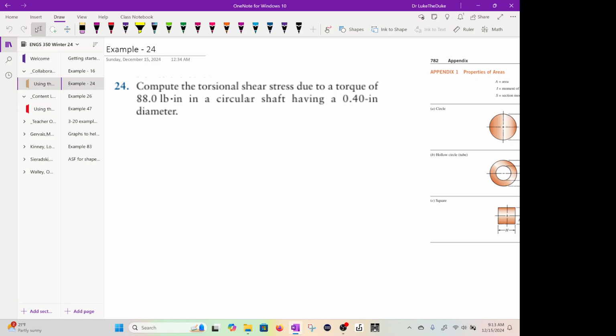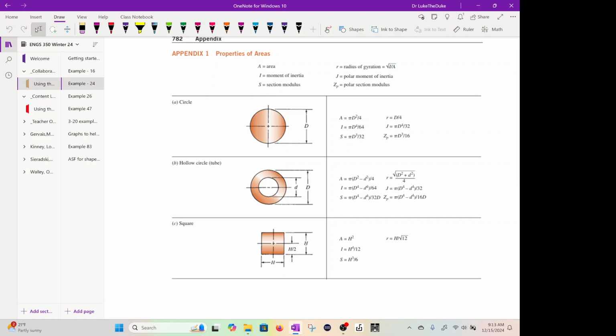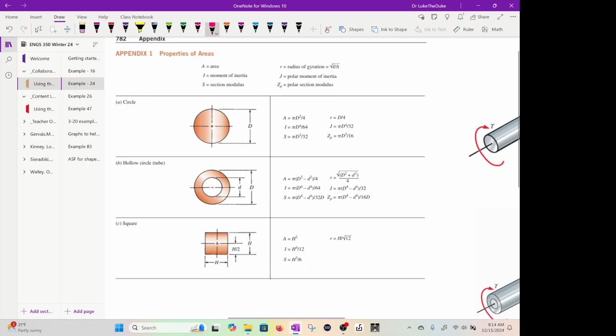So some things you want to know is, okay, we're dealing with torque. We have a complete shaft, and in your appendix you have a shaft. Here's a circle. You got area, you got moment of inertia, you got surface area, you got some other areas, polar moment of inertia, and you're going to need to know this Zp, okay? Because you use Zp to find the maximum shear stress, okay? Torsional shear stress. And it's different for a hollow circle. You got different parameters. You got a square, okay? And then there's more examples on here, okay?